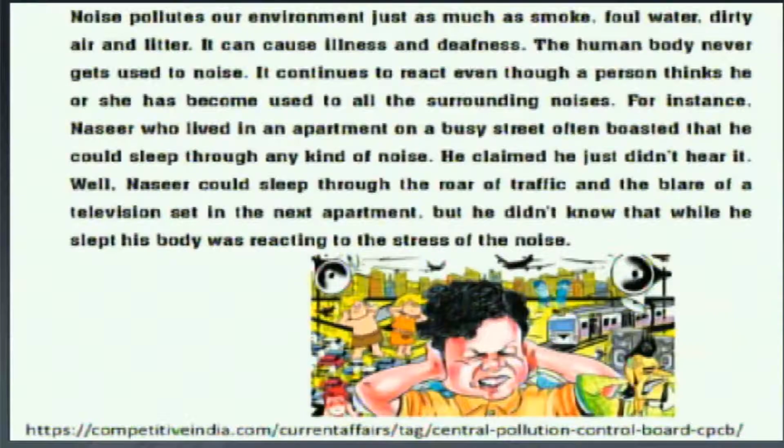Noise pollutes our environment just as much as smoke, foul water, dirty air, and litter. It can cause us illness and deafness. The human body never gets used to noise. It continues to react even though a person thinks he or she has become used to all the surrounding noises. For instance, Nasir, who lived in an apartment on a busy street, often boasted that he could sleep through any kind of noise. He claimed he just didn't hear it.